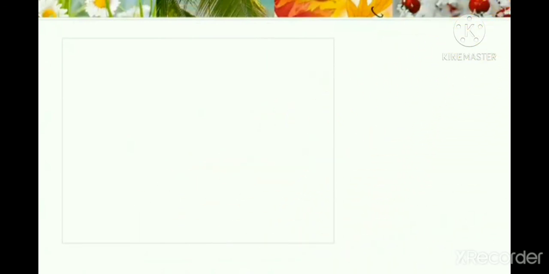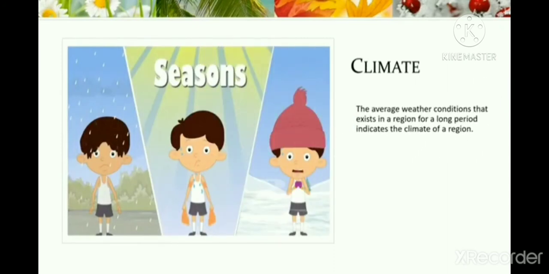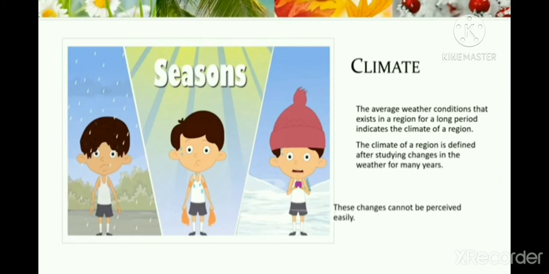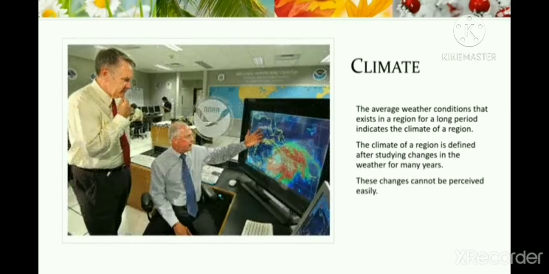We experience a season in a specific period of time and for a particular time. Now the naturalists observe elements like air pressure, wind, humidity, etc. With the help of these studies, they define the average weather condition of a particular place. The climate of a region is defined after studying the changes in the weather for many years. These changes cannot be perceived easily.